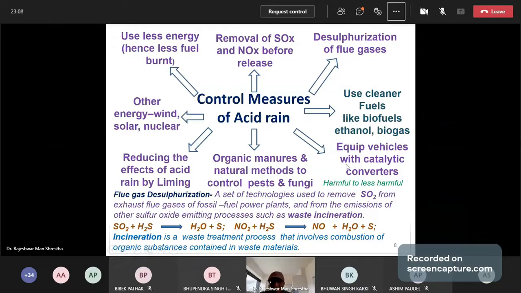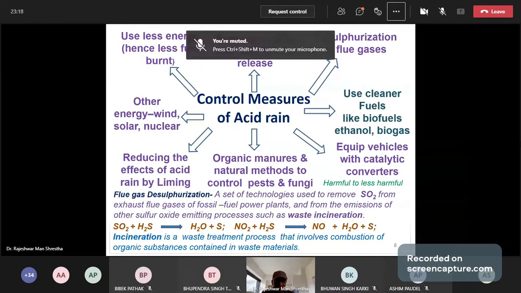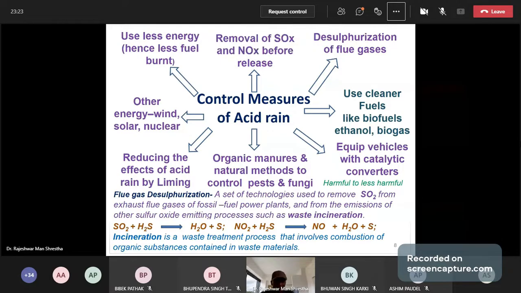Or vehicles are equipped with the catalytic converter. The main function of the catalytic converter is to convert more harmful gas into less harmful gas. Not stop completely, but harmful to less harmful. And reducing the effect of acid rain.